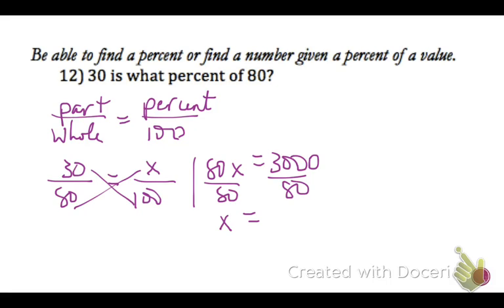And I'm sure you probably caught this, but 30 times 100 is actually 3,000. So we need to take 3,000 divided by 80, which would give us 37.5. And that's our percent. So 37.5%.